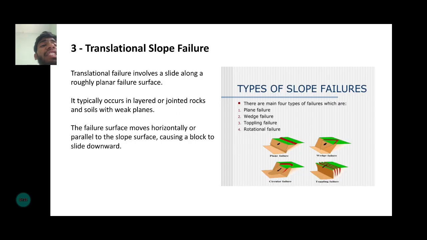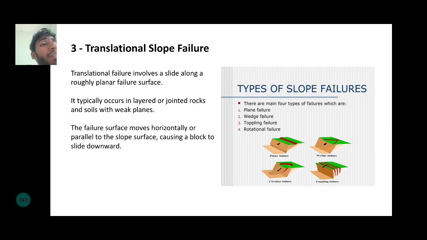Translational slope failure. Translational failure involves a slide along a roughly planar failure surface. It typically occurs in layered or jointed rocks and soils with weak planes. The failure surface runs parallel to the slope surface, causing a block to slide downward.